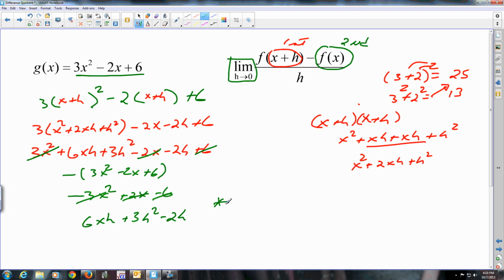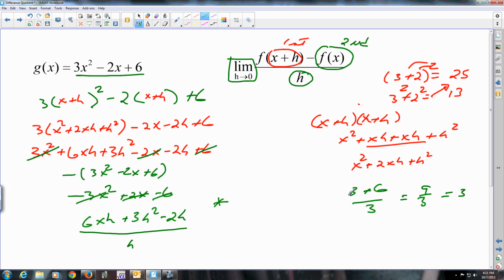And at this point, everything should have an h. Each term, that and that and that, each need to have an h. If you don't, you've done something wrong. And for the last step, you're going to divide it by h. And a little bit about dividing. 3 plus 6 over 3. You know that's 9 over 3, which is 3.